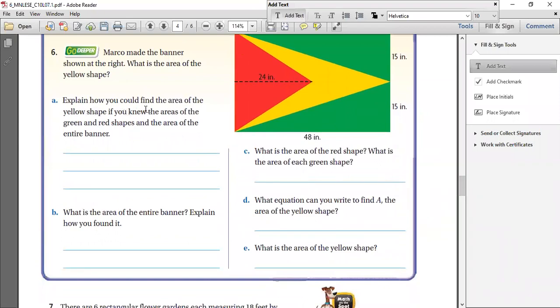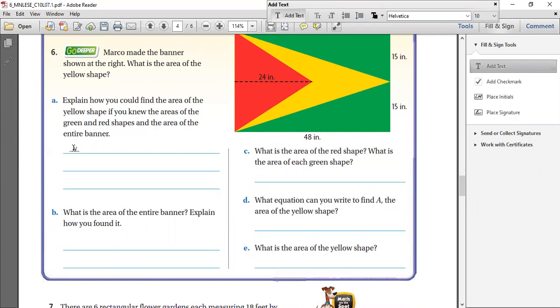Explain how you could find the area of the yellow shape if you knew the areas of green and red shapes and the area of the entire banner. So they are saying if you know the area of the whole thing, how can you find the area of the yellow one? What I'm going to do, you can just subtract the areas of the green and the red shapes from the area of the entire banner.